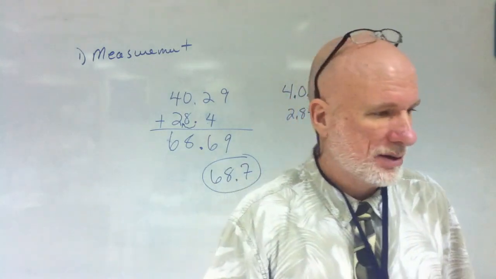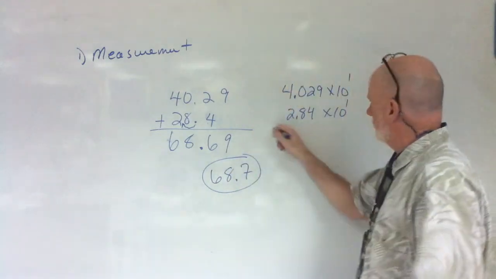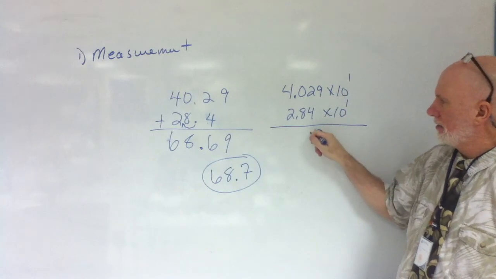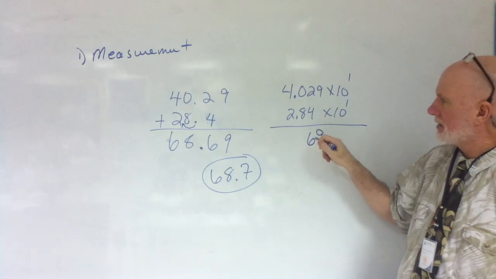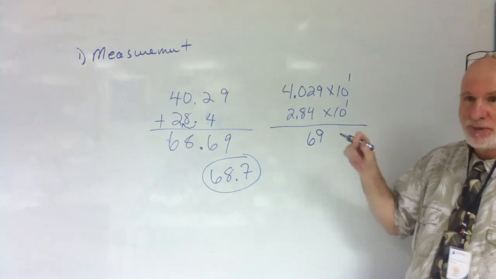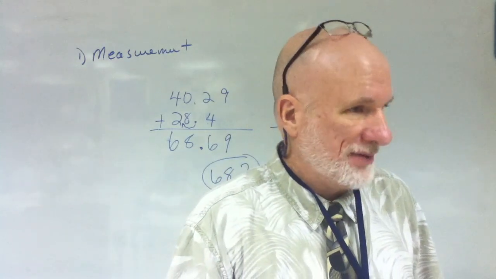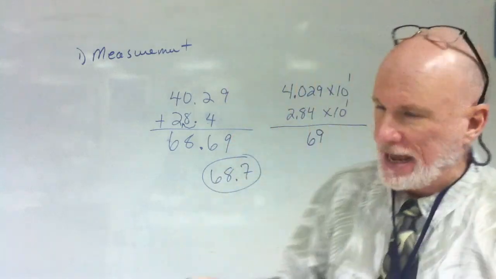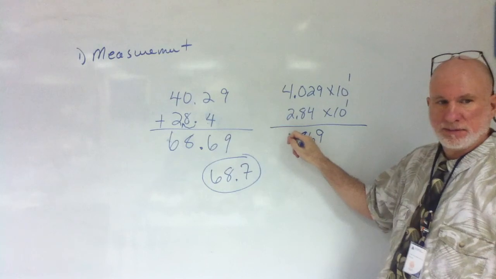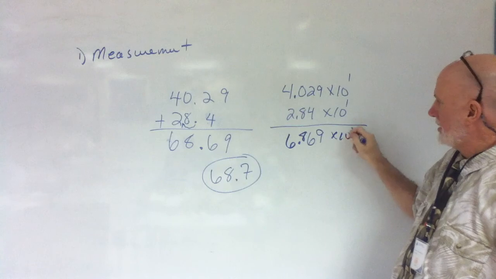Okay, very good. So what do we do? We simply add them. That's going to be 9.68 6, right, times 10 to the 1. It's addition, but when you add significant figures in scientific notation, it comes out to 6.868 times 10 to the 1.